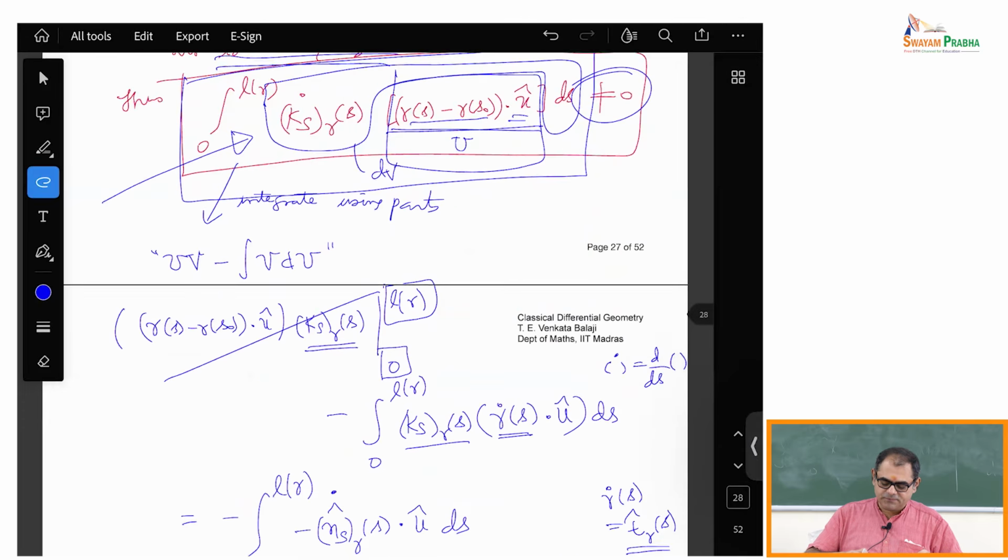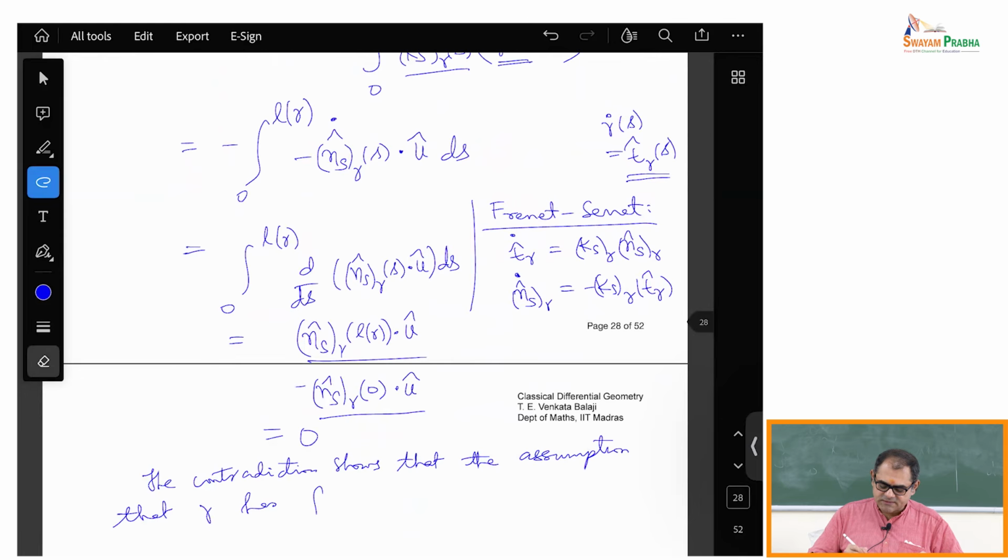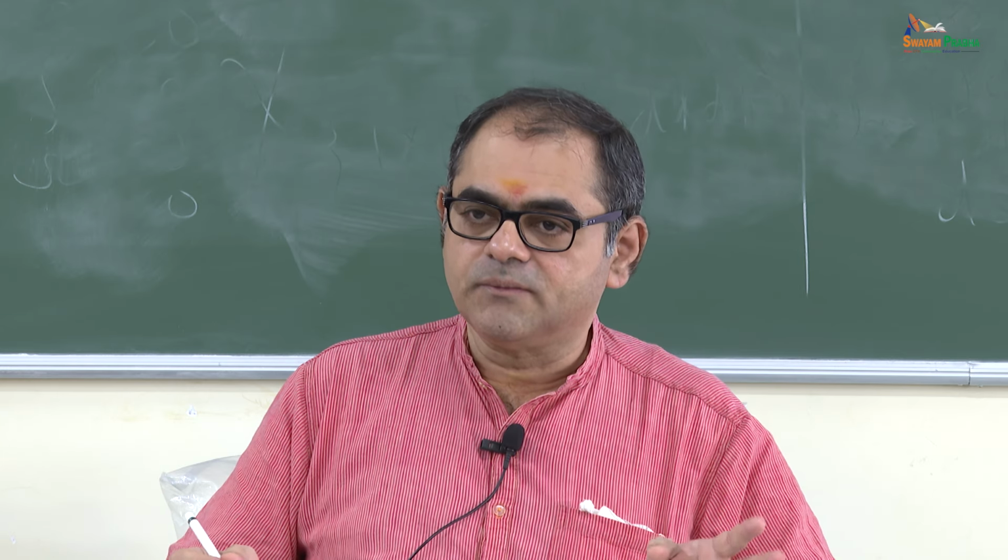Okay, so this contradiction shows that the assumption that gamma has fewer than 4 vertices is false, and that is the end of the proof. So it will have at least 4 vertices, right? So it's a pretty simple proof.